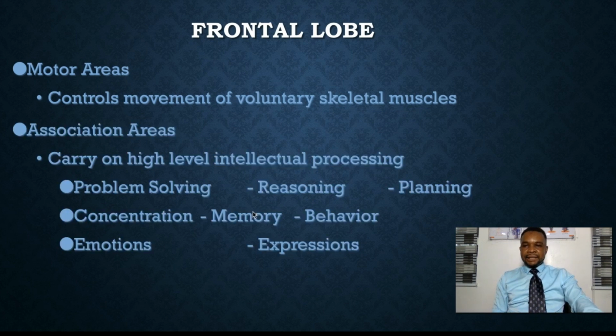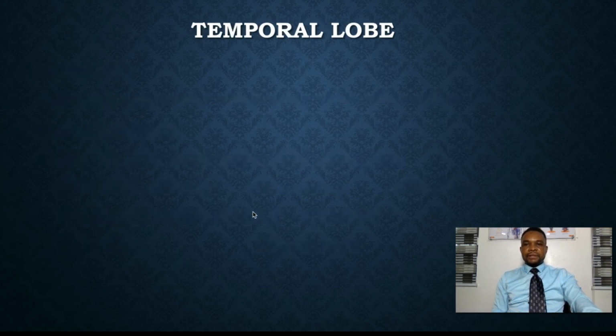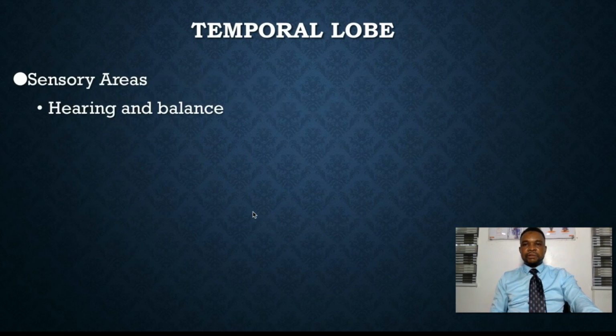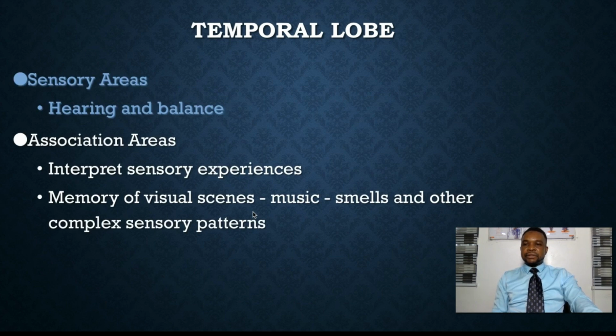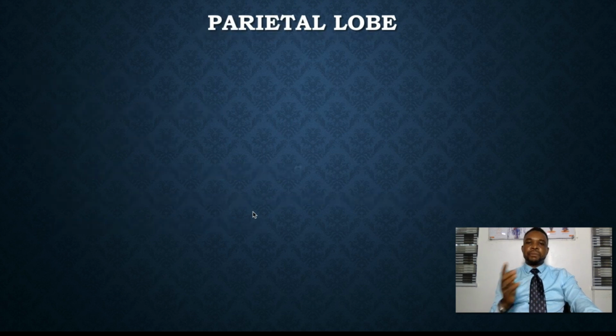So when you are learning in school, it is the frontal lobe that is responsible for all the activities you do, especially when it has to do with learning and memory consolidation. The temporal lobe, that is the sensory area, has to do with hearing and balance. The association area interprets sensory experiences, memory of visual scenes, music, smell, and other complex sensory patterns. So these are carried out within the temporal lobe of the brain.